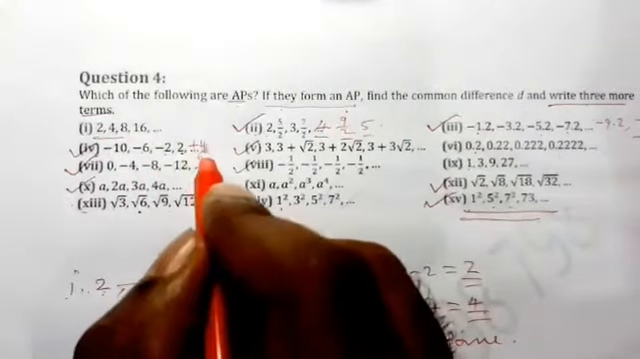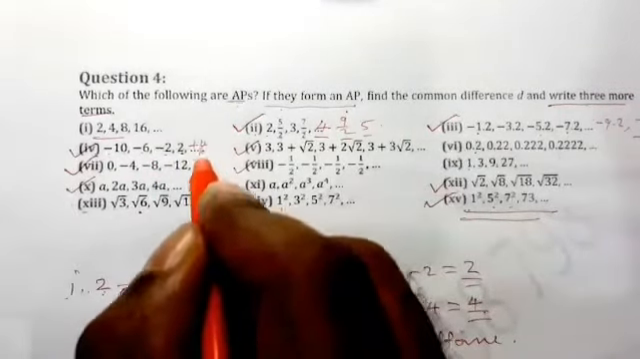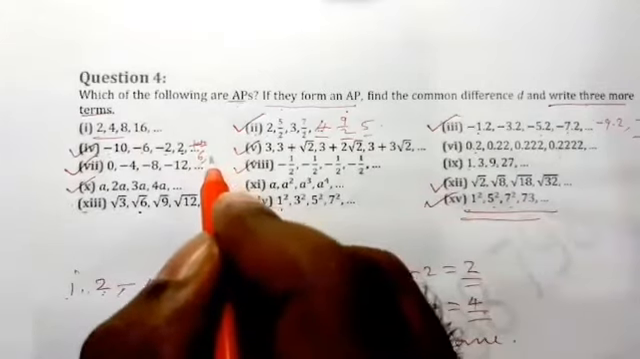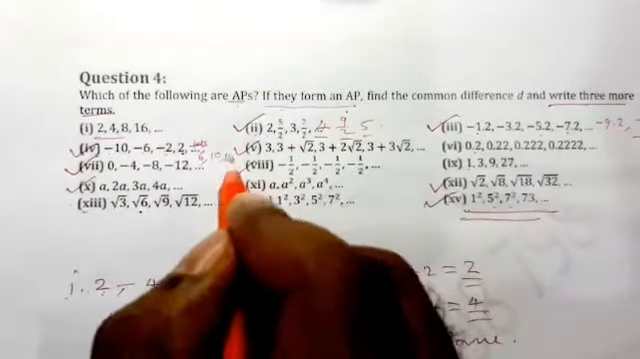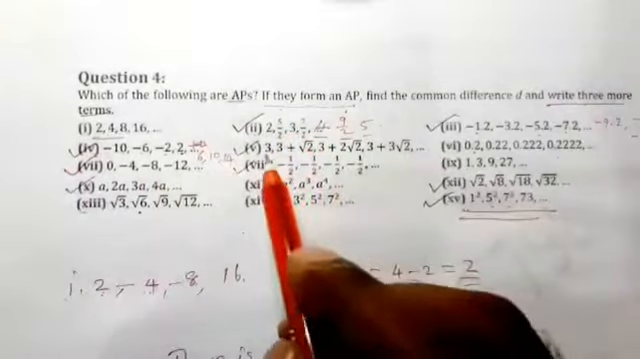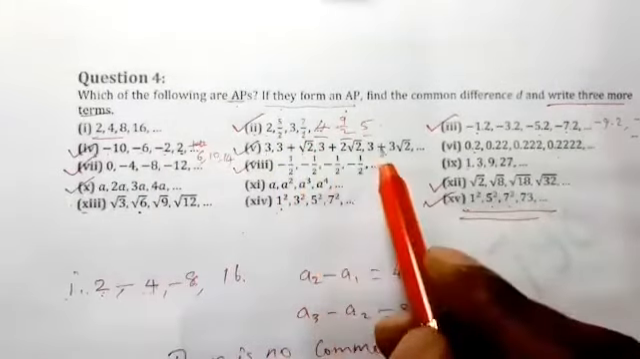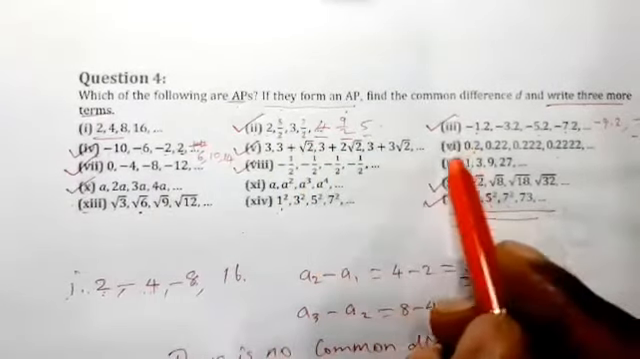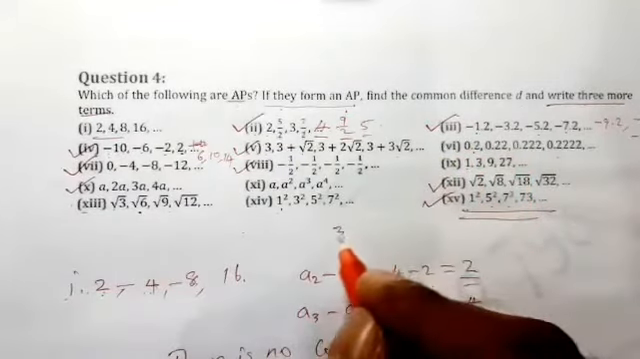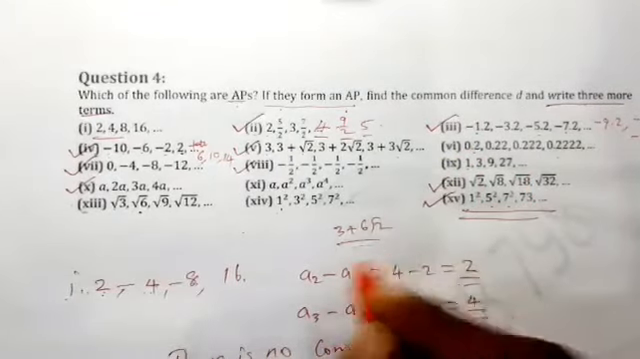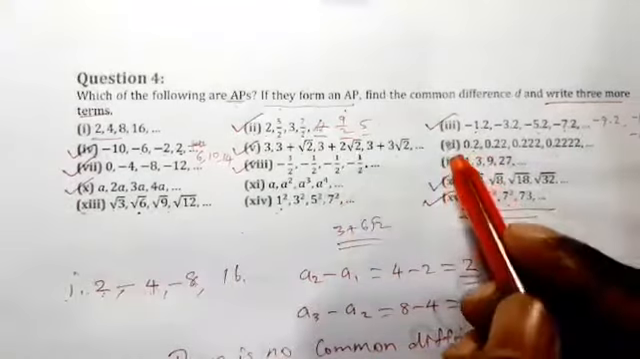Then 2 plus 4 is equal to what? 6. Again adding 4, it will be 10. Again, it will be 14. So it's very easy. The next one: 3 plus root 2, 3 plus 2 root 2, 3 plus 3 root 2, 3 plus 4 root 2, 3 plus 5 root 2, 3 plus 6 root 2. So we get again 3 terms. It is not in AP.